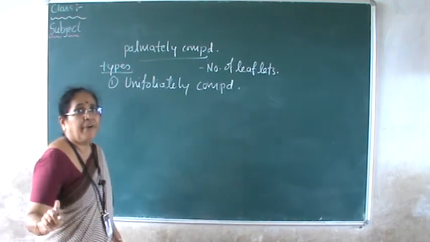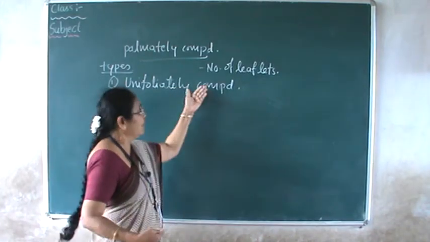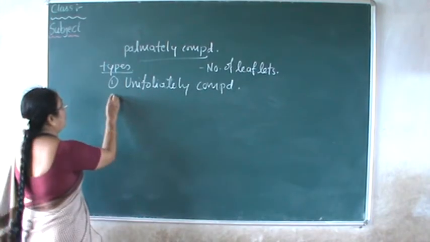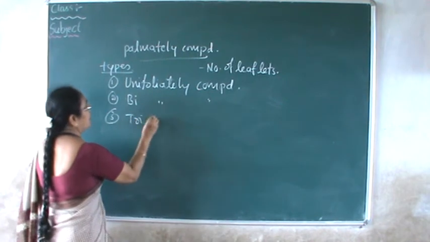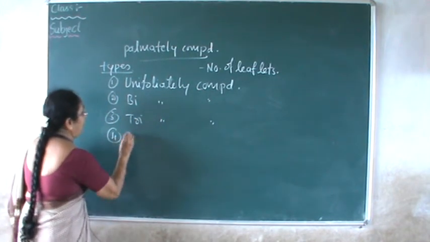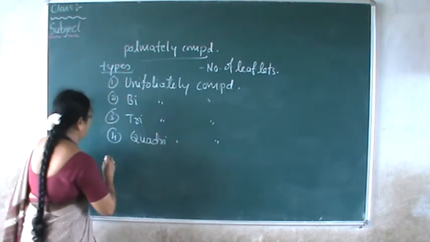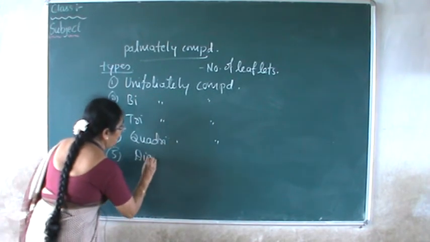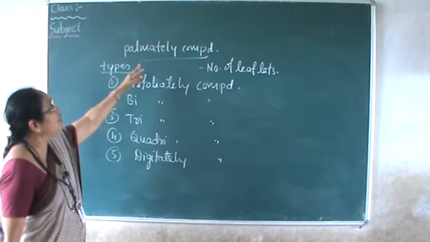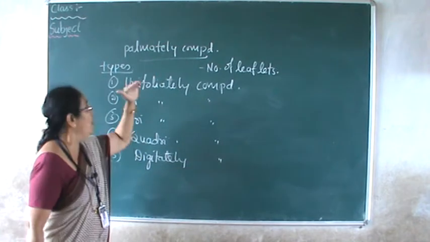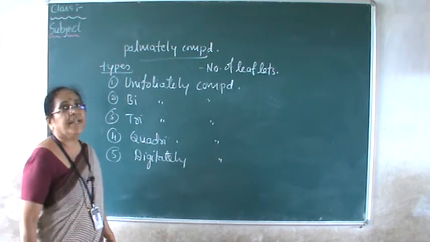Now, if you have described the leaf as palmately compound, then you have to check whether it belongs to the different types. So the first type is unifoliately compound. Accordingly, it will be bifoliately compound. Third type is trifoliately compound, and fourth is quadrifoliately compound. And the fifth is digitately compound. These are the different types. Once you describe the leaf as palmately compound, then comes the question whether it belongs to the unifoliately, bifoliately, trifoliately, quadrifoliately or digitately compound type.